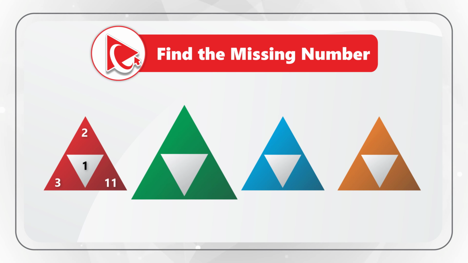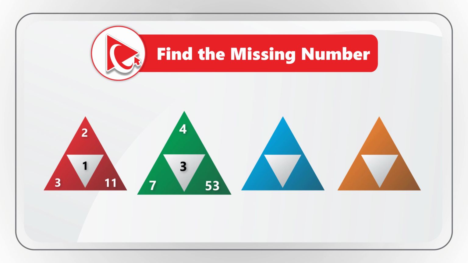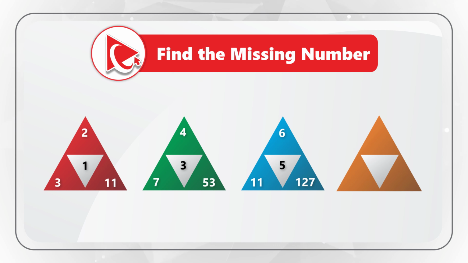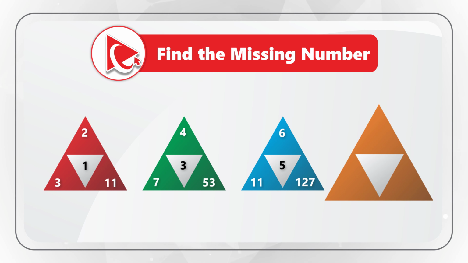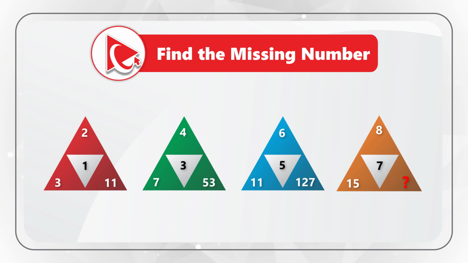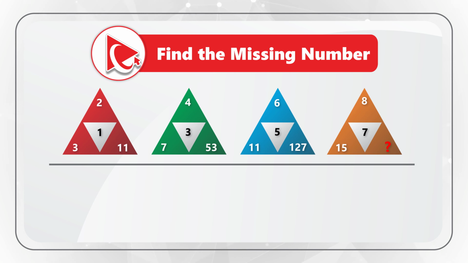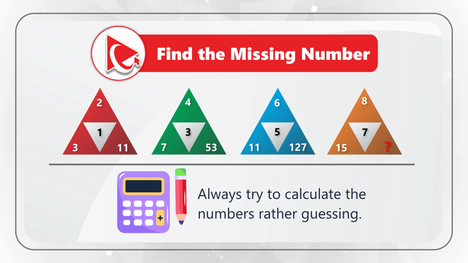The second triangle has numbers 7, 4, 53, and then number 5 in the middle. The third triangle has numbers 11, 6, 127, and number 5 in the middle. And then there is a fourth triangle which has the missing number, but also has numbers 15, 8, and 7. Can you take a close look to see if you can come up with the answer? One tip for you is that you do not need to guess the number, but rather you need to calculate it.